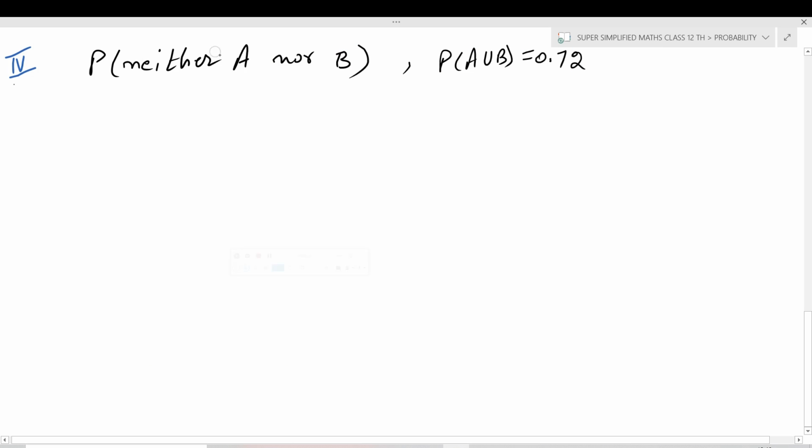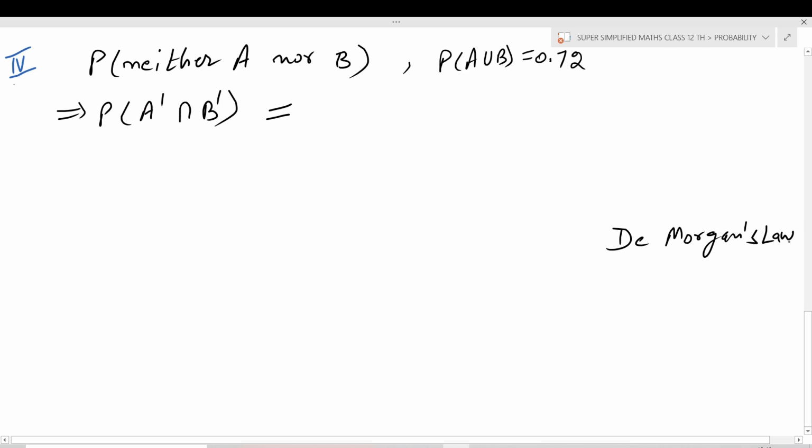Now next we have to find the probability of neither A nor B. This means we have to find A complement intersection B complement. We have to find the probability of this set. Now I use De Morgan's law. So in case you are not familiar with De Morgan's law or you have forgotten it as you studied it in your class 11, let me revise.